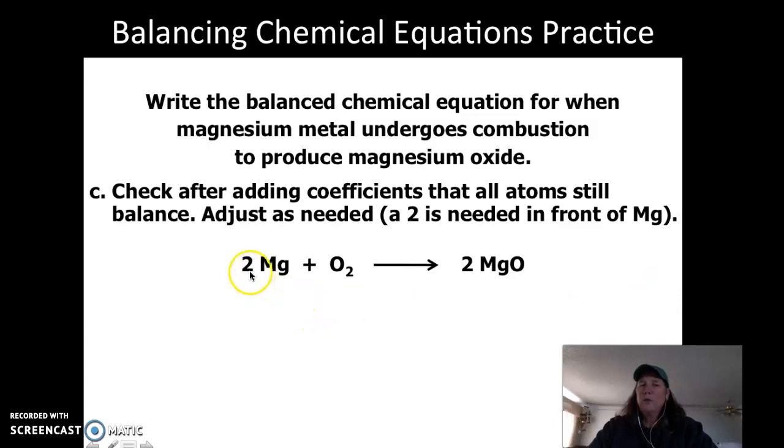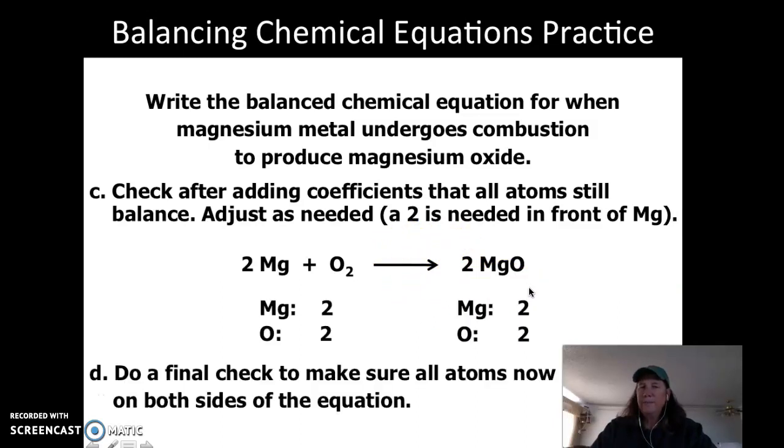So this says 2 moles of magnesium and 1 mole of oxygen produces or yields or makes 2 moles of magnesium oxide. Okay? And again, you can put these numbers, you don't have to. If you really struggle with balanced equations, this might be a way to help, but it's not necessary.